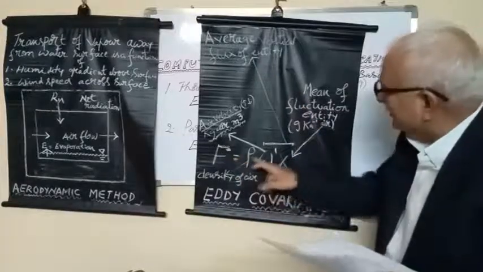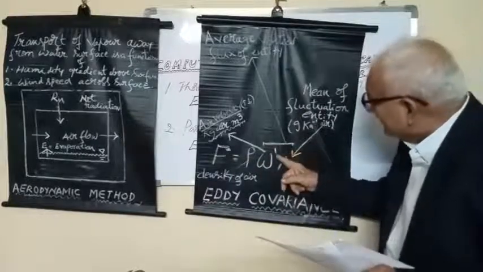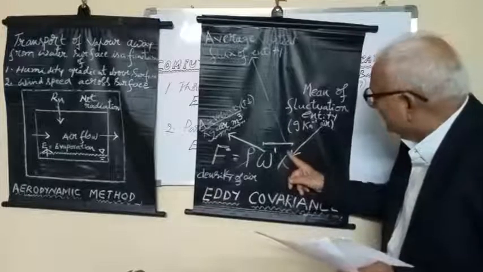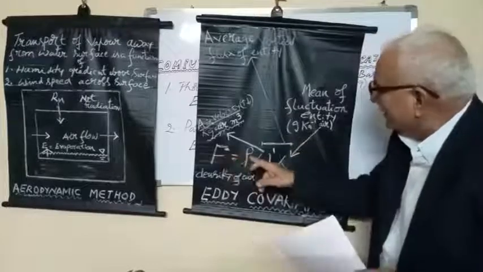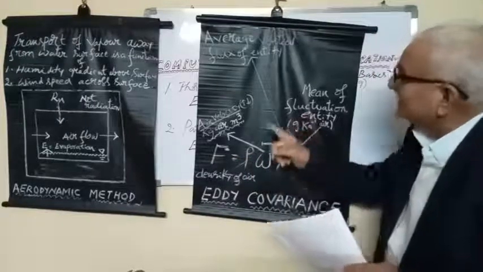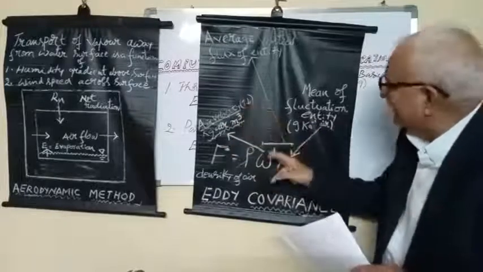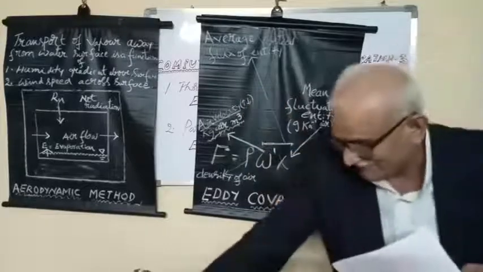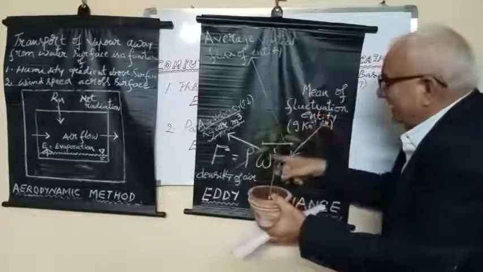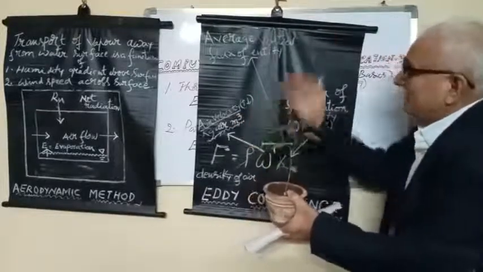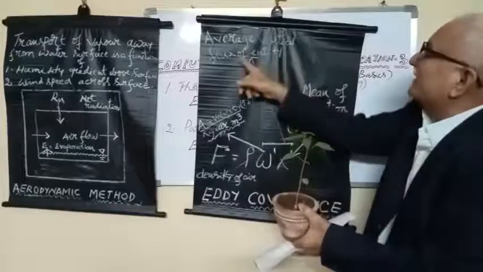F, eddy covariance, is equal to density times W and X. The bar is the mean, and at an instant we give primes. Now F is equal to rho W'X'. W is the air velocity, upward or downward, if you take a graph. Rho is the density of air, in kg of air per meter cube. This is the mean. What is the average vertical flux of the entity?